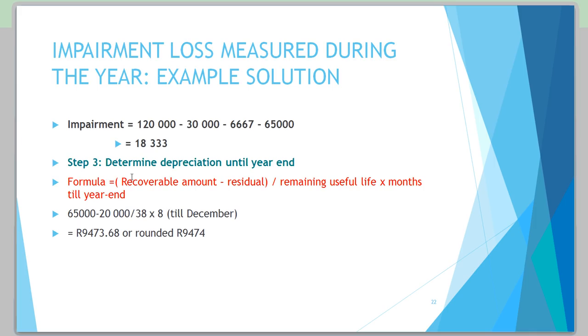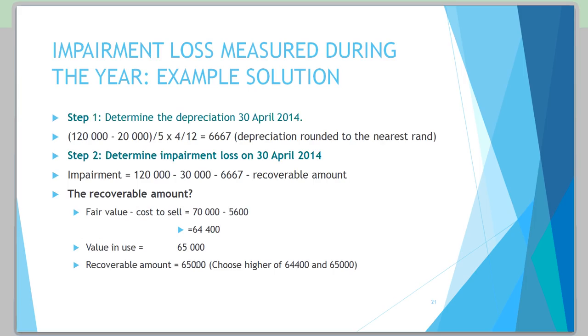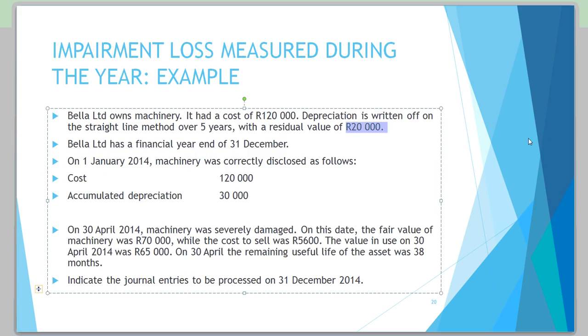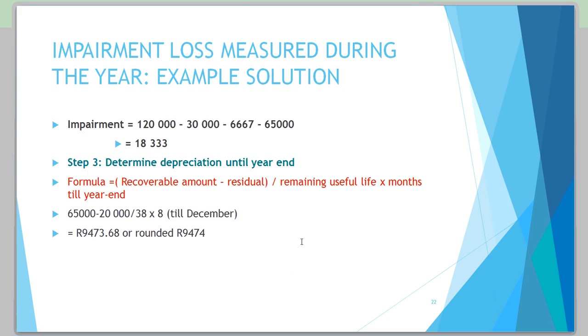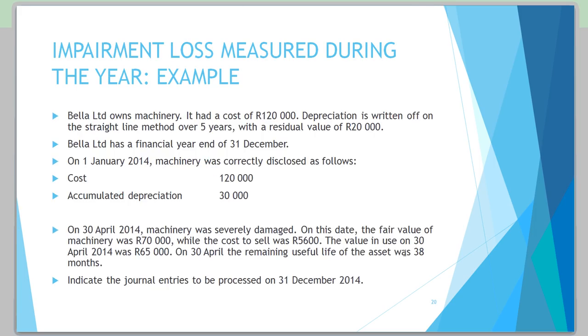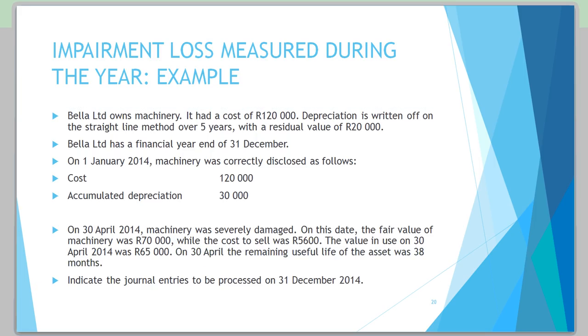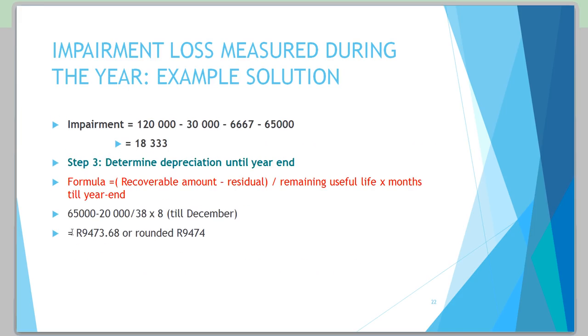Then we need to determine the depreciation at year end. So there we need to take the recoverable amount less the residual, divided by the remaining useful life, times the months till year end. So there I've said the recoverable amount was 65,000 because it was the higher one, which was the value in use. I deduct my 20,000, which is the residual value that was given to me. Then I divide by the 38 months, and the 38 months was given to me. It says on 30 April, the remaining useful life is 38 months. And I times by the months till year end.